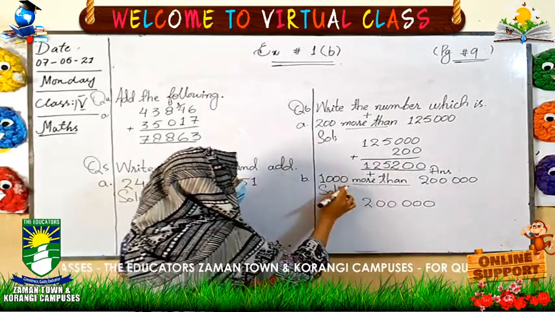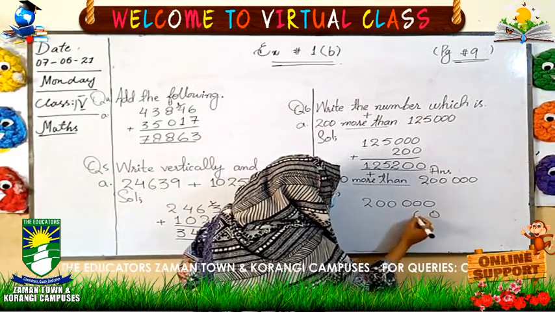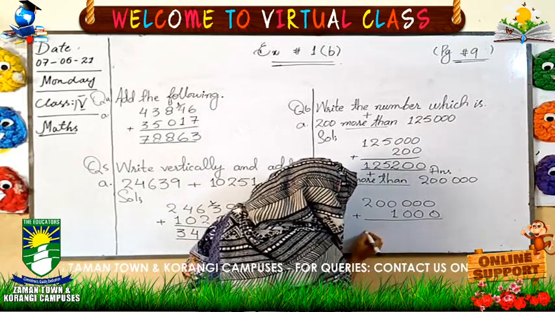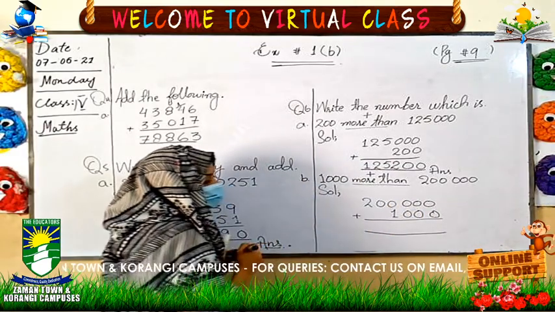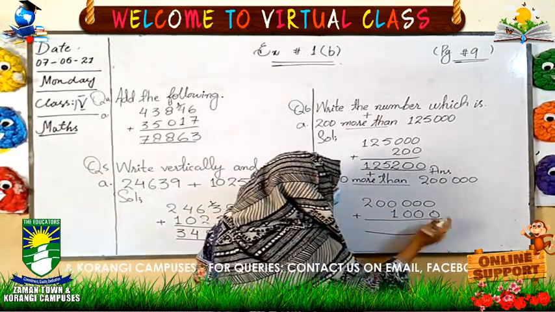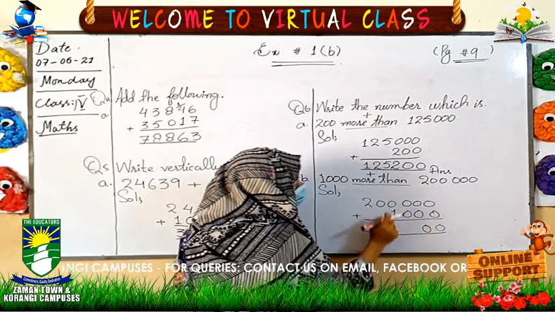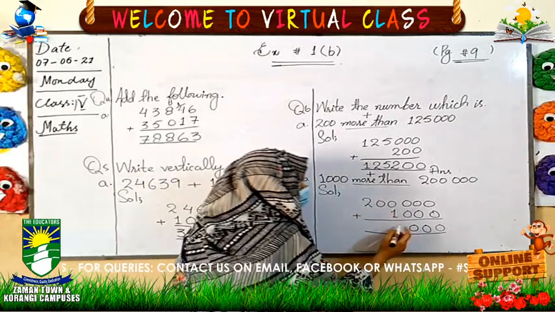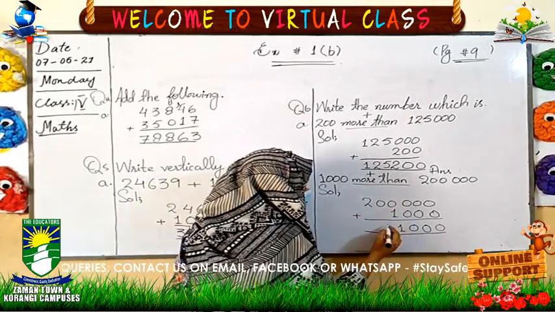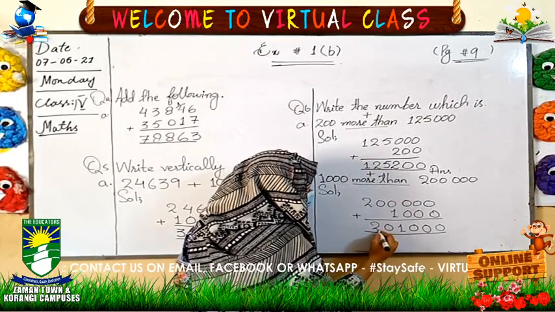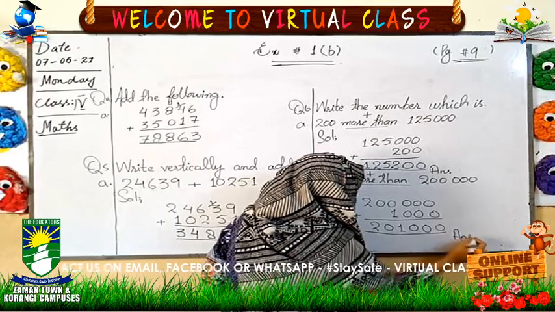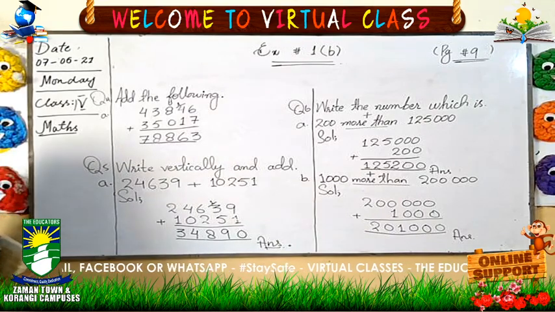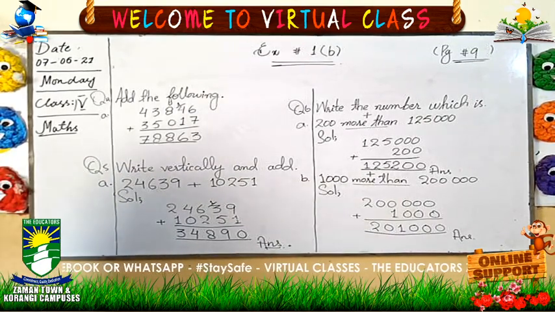Two lakh. Now you have to add 1000. Now start adding these numbers. When you add 0 and 0, it becomes 0. 0 and 0, 0. 0 and 0, 0. And when you add 0 and 1, it becomes 1. The 0 will come same as it is here, and the 2 also. So the final answer you will get is 201000. So this is your today's work which you have to do in your book and copies.